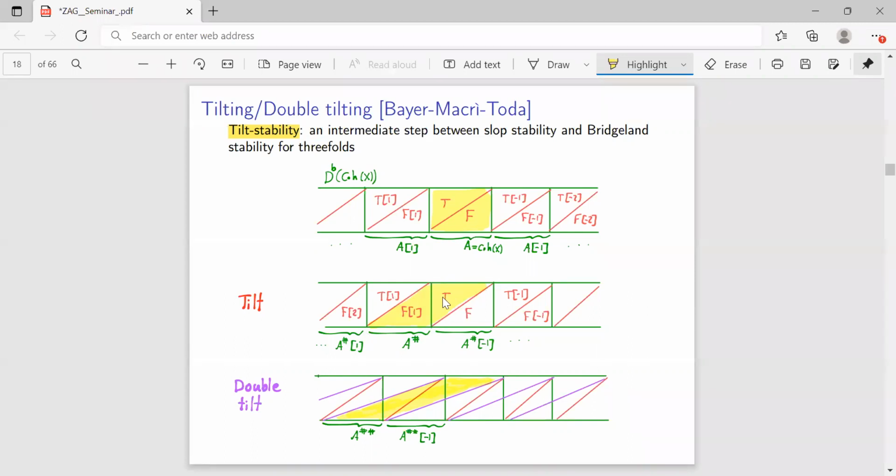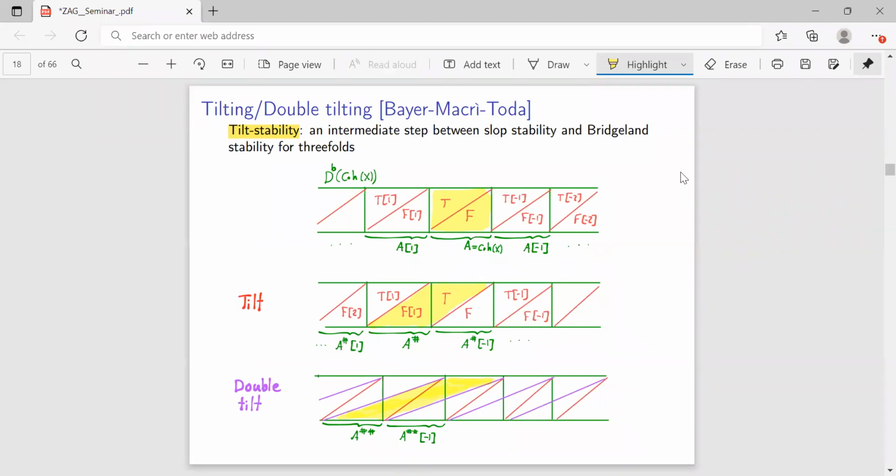If you are in the case of surfaces, then at this step, you have a heart of a bounded t-structure. But if you work with threefolds, then you need to tilt it once again. And you do just the same thing, starting with this block here to get this here. And this will be the heart of a bounded t-structure for threefolds. And you can imagine that you can tilt and tilt and tilt, and for any dimension, you can define the heart of a bounded t-structure.